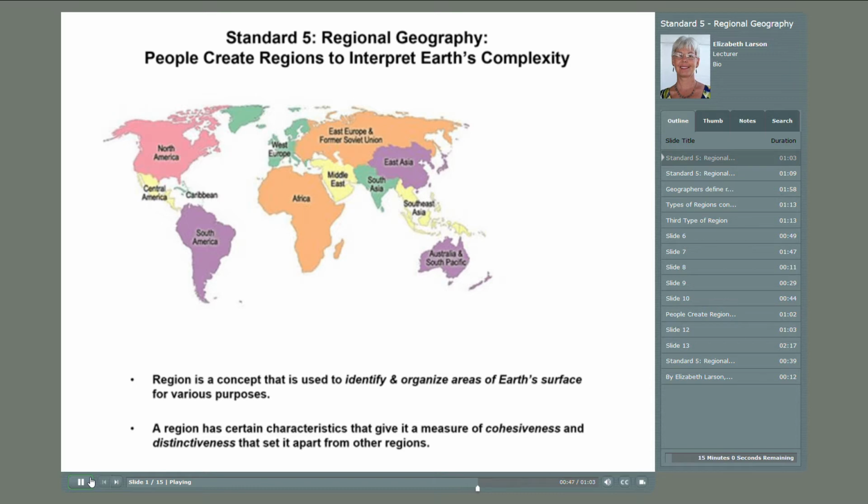A region, then, is a concept that is used to identify and to organize areas of Earth's surface for various purposes. A region has certain characteristics that give it a measure of cohesiveness and distinctiveness that set it apart from other regions.